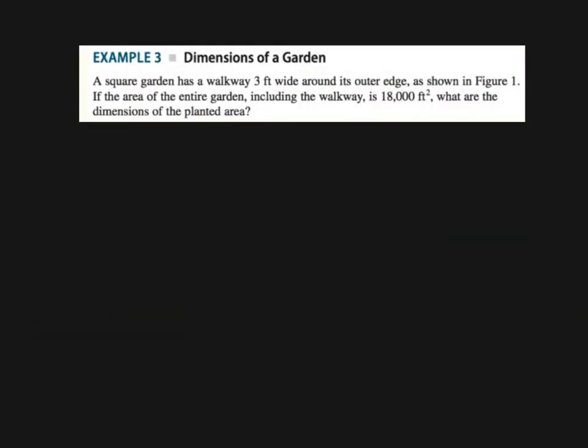For this next problem, it talks about a square garden, right? So obviously we're dealing with a square, and it has a walkway 3 feet wide around its outer edge. So essentially you have a square, right? And that's a right angle, and it has a 3-foot path that goes all the way around it, like such. And so that's 3 feet, and that's 3 feet, and that's 3 feet, and that's 3 feet. Object not drawn to scale.